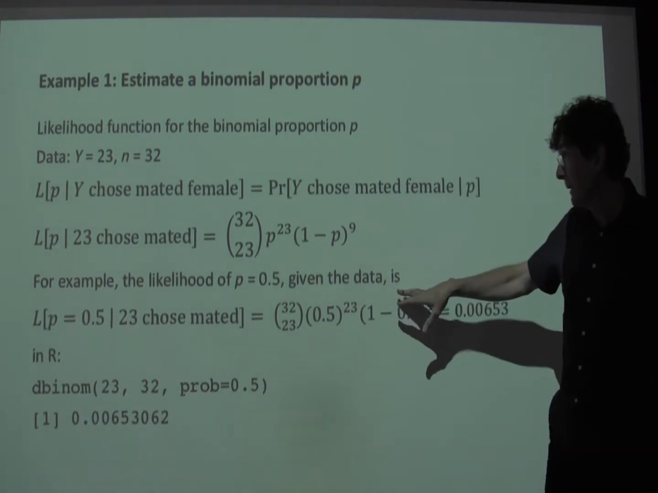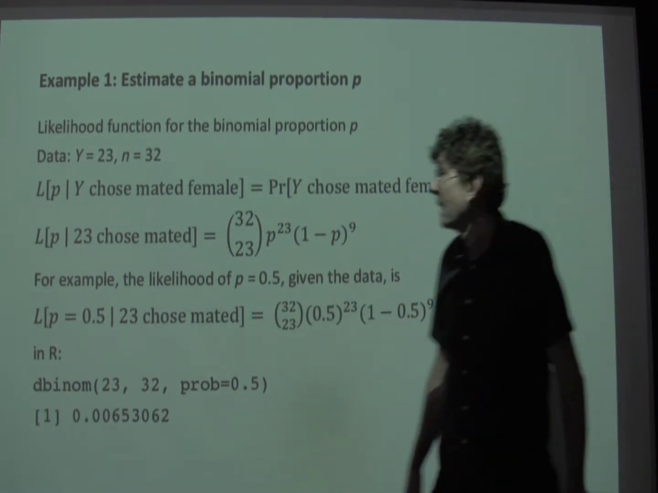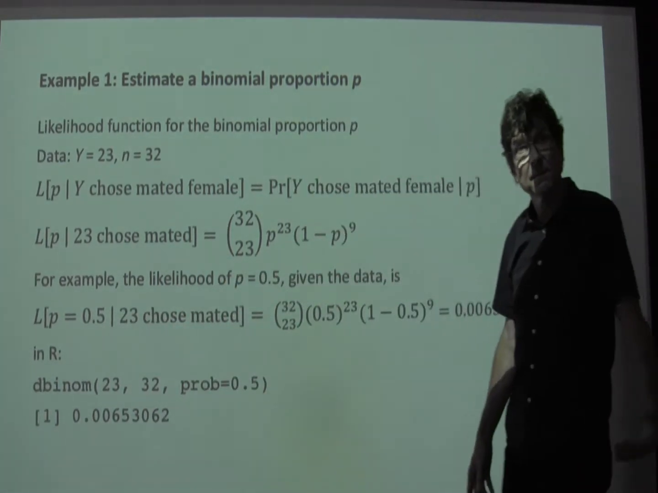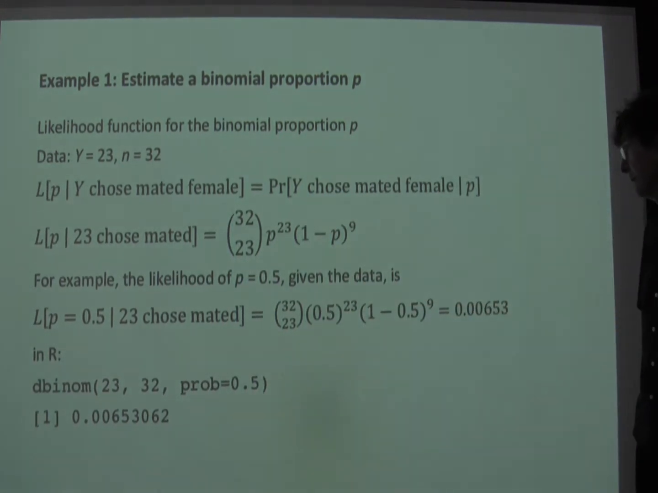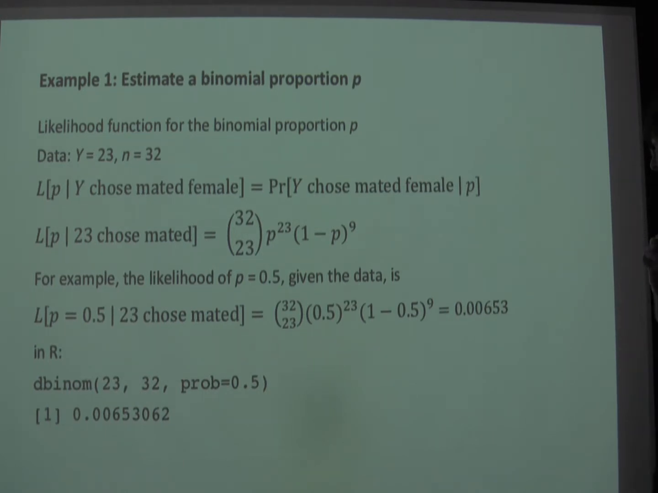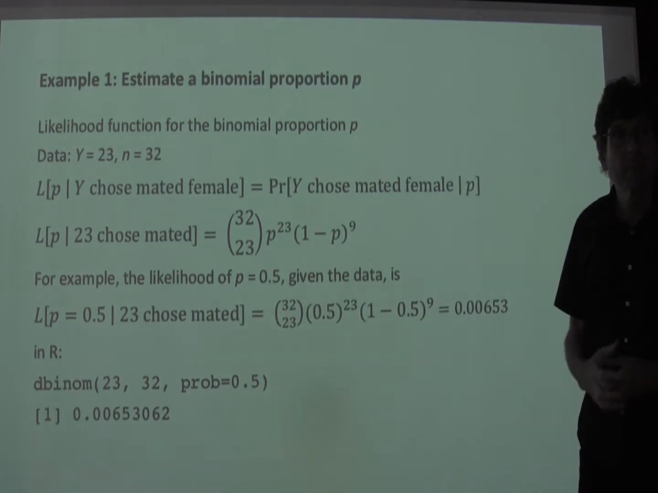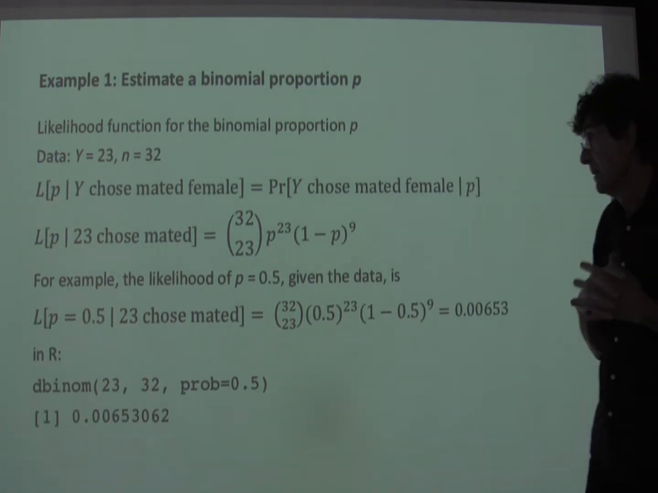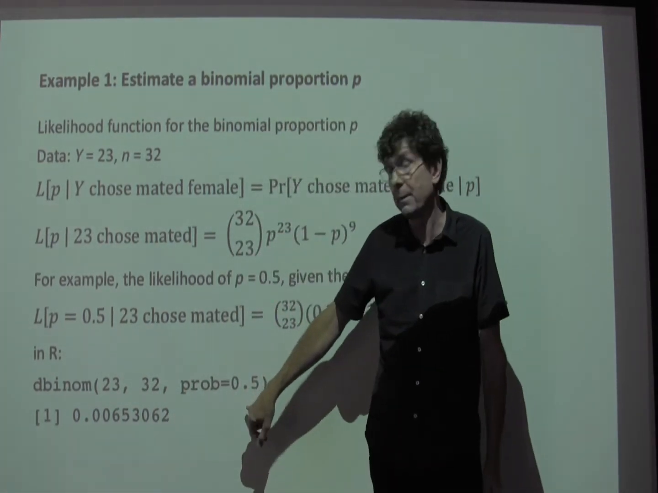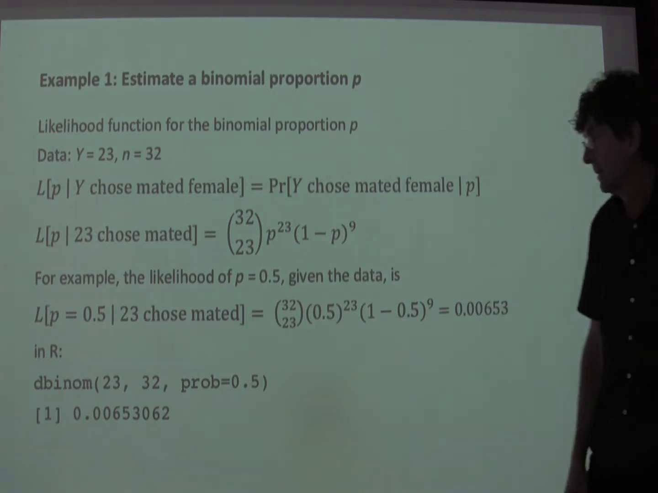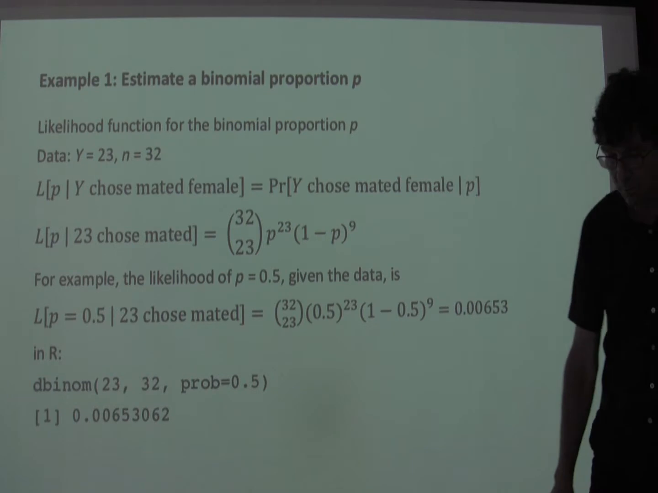We don't know what p is, but we can say, what would this value be if p was 0.5? That would tell us the likelihood that p is in fact 0.5. So we would just plug p into this formula, and that likelihood is 0.00653. And in R, we could use the binomial probability function to ask what is the probability of 23 successes in 32 trials, given that the probability of success in any one trial is 0.5.